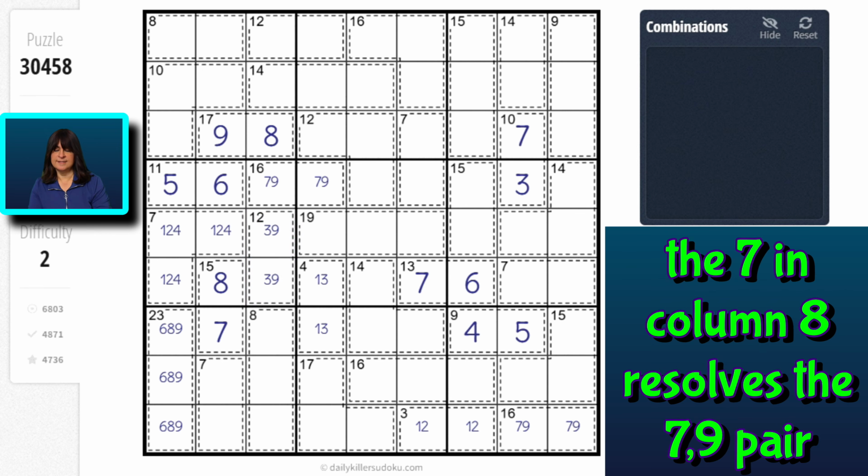Oh, I just realized when I placed this 7 in column 8, that resolves this 7-9 pair down here. This is a 9 and this is the 7. And now this can't be a 9 anymore, so let's get rid of that.